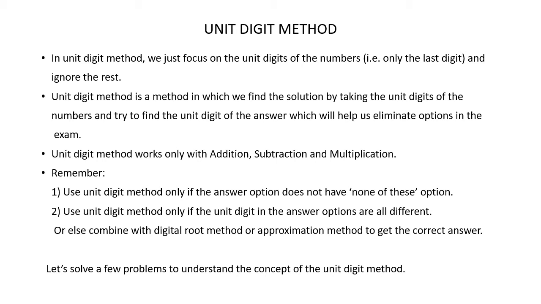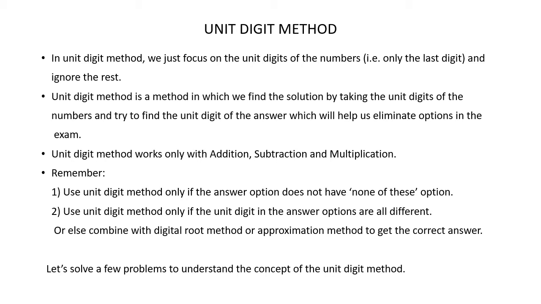Unit digit method is used to solve simplification problems. So let's understand the concept of unit digit method first. In unit digit method, we just focus on the unit digits of the numbers, that is only the last digit, and ignore the rest. Unit digit method is a method in which we find the solution by taking the unit digits of the numbers and try to find the unit digit of the answer, which will help us to eliminate the options.